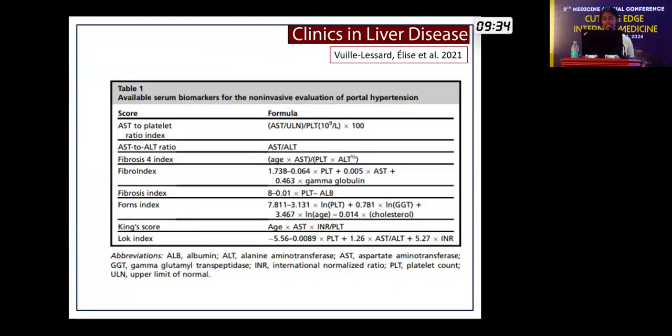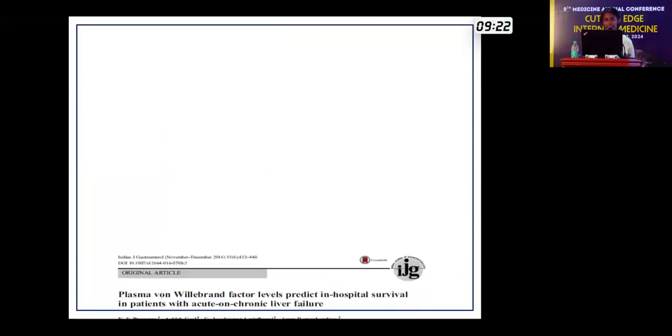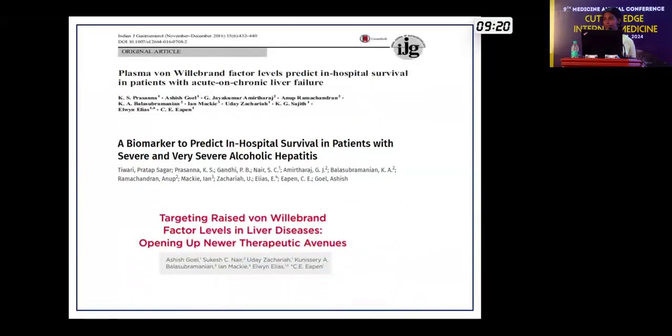So there are certain serum biomarkers that can be used for non-invasive evaluation. Most common ones I already mentioned. So APRI-score, FIB-4, all these are available as apps on our mobile phones. So these are a few studies from our department on VWF in liver disease. As I said, there is a direct correlation between severity of liver illness and rising VWF.